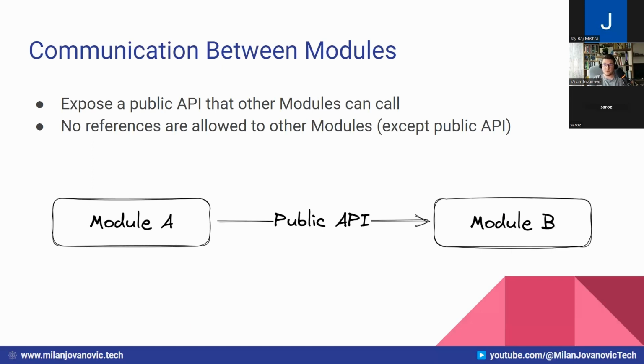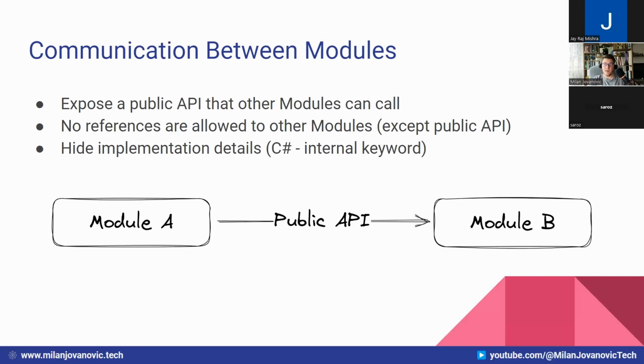So you're only allowed to reference whatever is the public API of other modules. The idea behind this is to hide the implementation details of your modules. And a good way to achieve this is by using the internal keyword in C# to hide the implementation within your separate assemblies.